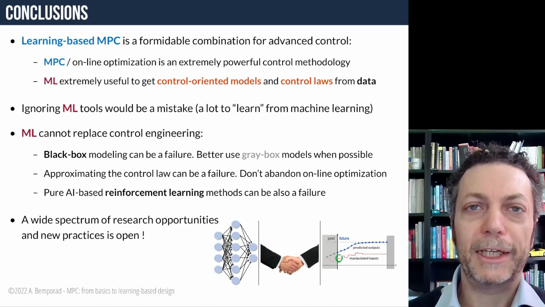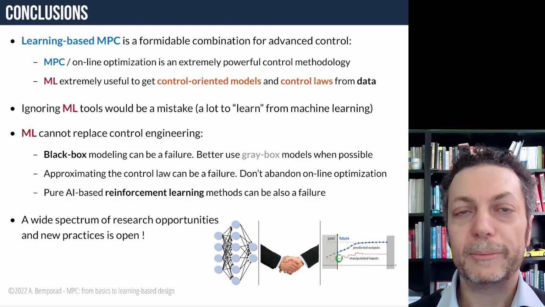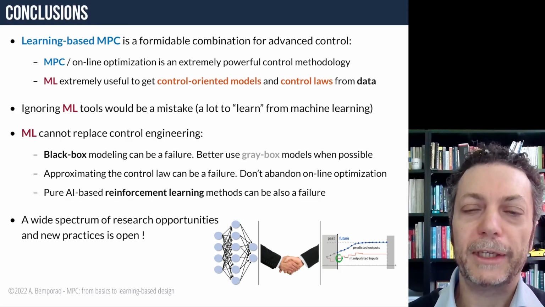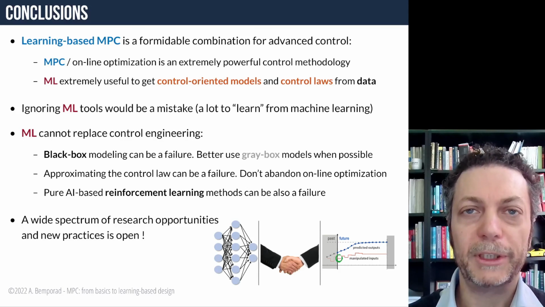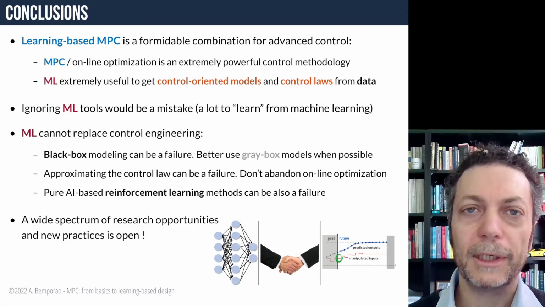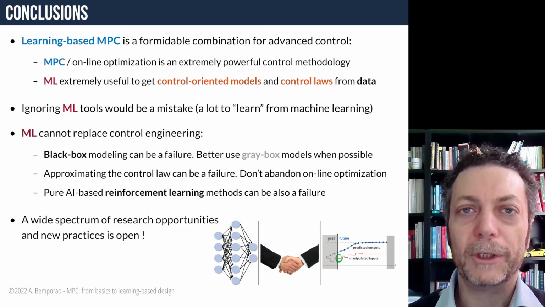Also, designing an MPC controller and then approximating the control law completely offline, say by fitting a neural network, can work well in some cases, but can be a failure in other cases. So when the problem is particularly difficult, keeping online optimization for implementation is actually a good idea. So we shouldn't abandon the good tools for online optimization that we know. And reinforcement learning also can be not very good. Pure AI-based reinforcement learning applied to control problems sometimes works, sometimes doesn't work.